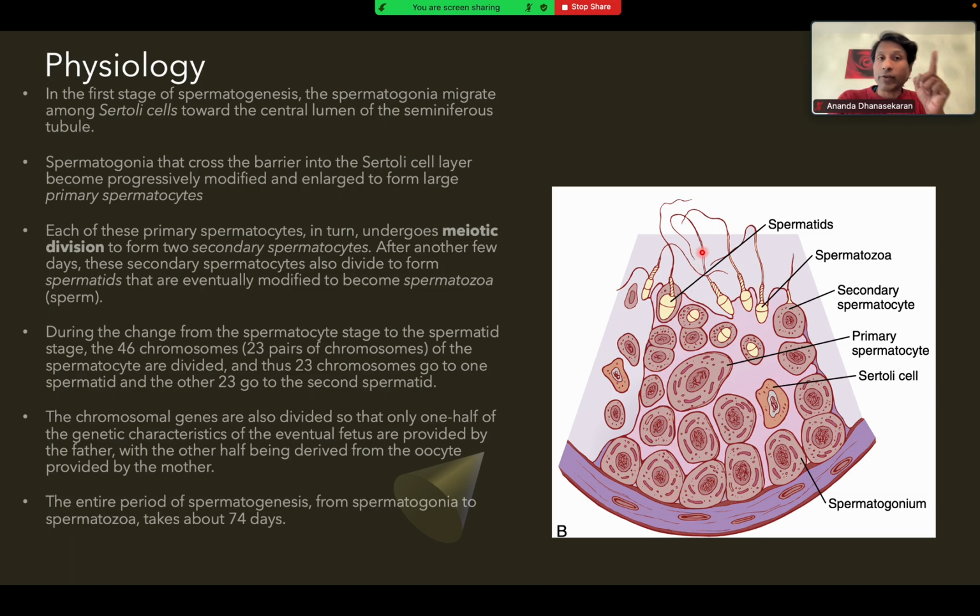In women, we know that during every menstrual cycle, every 28th day, they will have one ovum which is released. Okay.